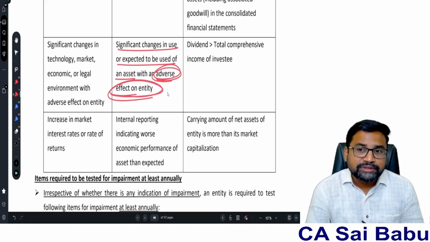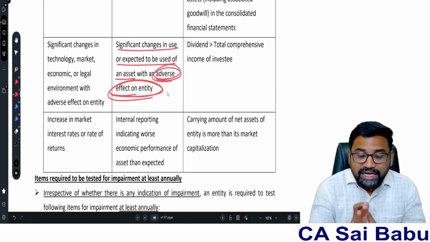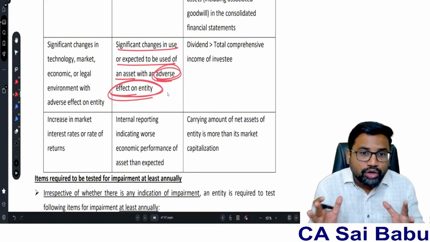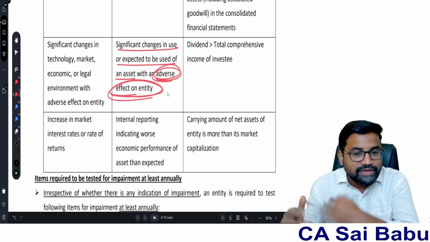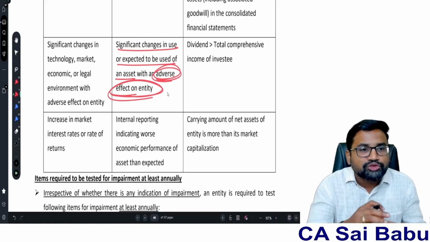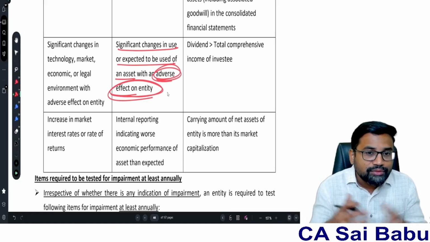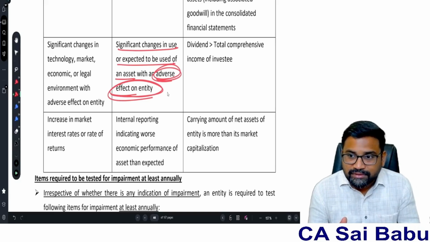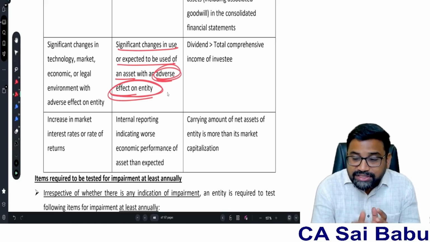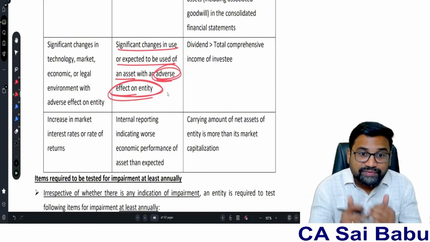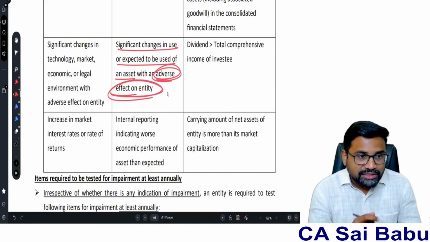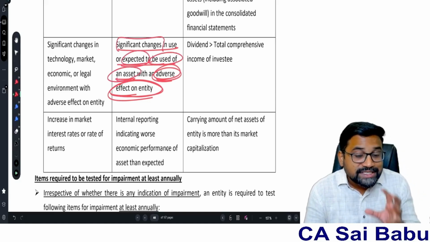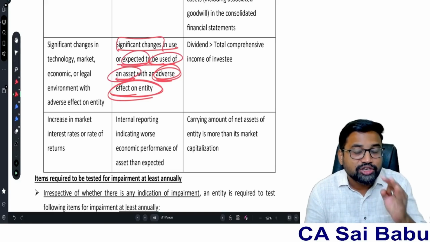See, suppose for example, you have one plant and machinery. Right now you are using it for production of one item. Now you want to use the same plant and machinery for production of another item also. For that you made a few modifications. After that, the quality of item number 1 has decreased the moment you started using this plant and machinery for item number 2, because of the small modifications you have done. So that means significant changes in the use or expected use of an asset.